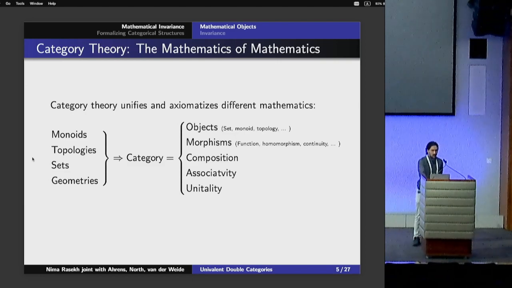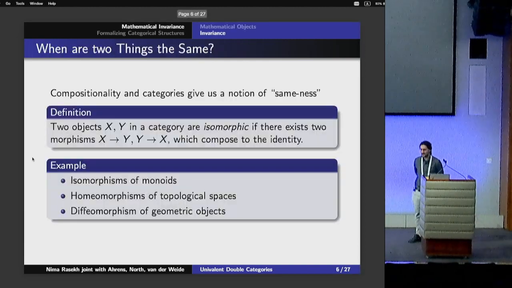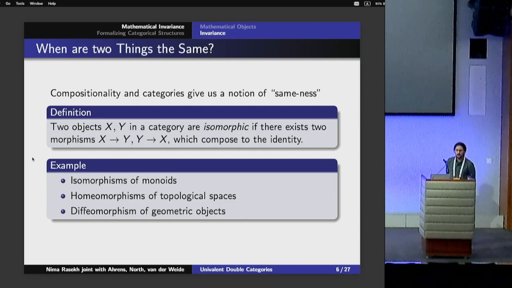Now one concrete benefit of this approach is that categories give us a notion of sameness. Axiomatically, we can define two objects to be the same if they're isomorphic in the category. There's a technical definition for this: there are two morphisms in both directions that compose to the identity. Instantiating this in concrete examples gives us very familiar notions. If you're an algebraist, you get isomorphisms of algebraic objects. If you're a topologist, you get homeomorphisms. If you're a set theorist, you get bijections, and so on.